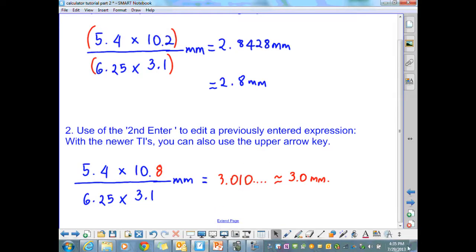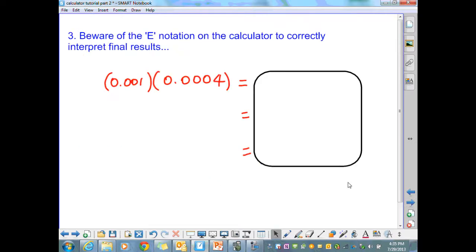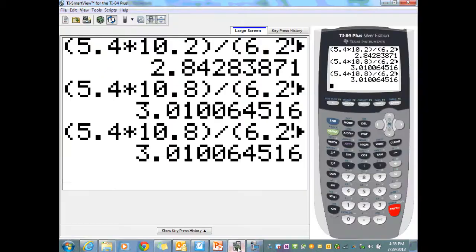Okay, so let's take a look at the third point I'd like to make about using your graphing calculators, and that is beware of the E notation on the calculator. And so when you're aware of that, you'll be able to interpret the results correctly. For example, if you're dealing with very small numbers such as 0.001 times 0.0004. Let's see what the calculator does for that.